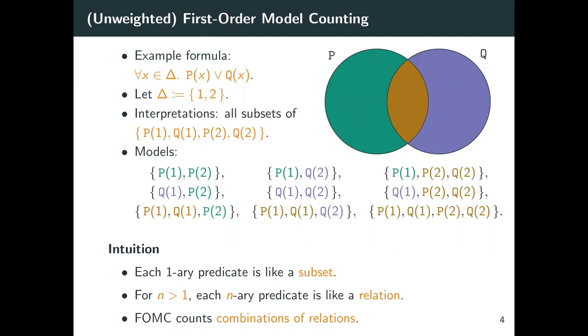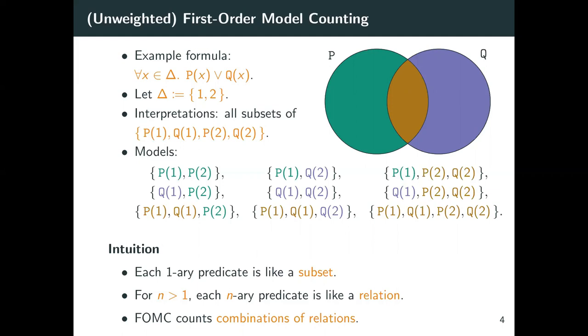You can think of this instance as saying that each element of delta is either in P or in Q or in both. So for both of these two elements, we have three choices. So that gives us nine models. So for predicates of arity one, a predicate is like a subset.